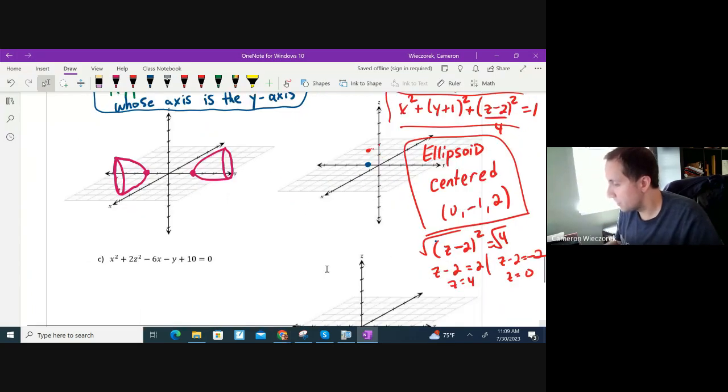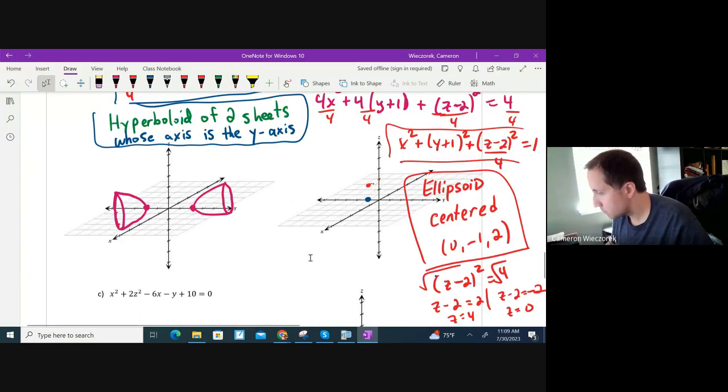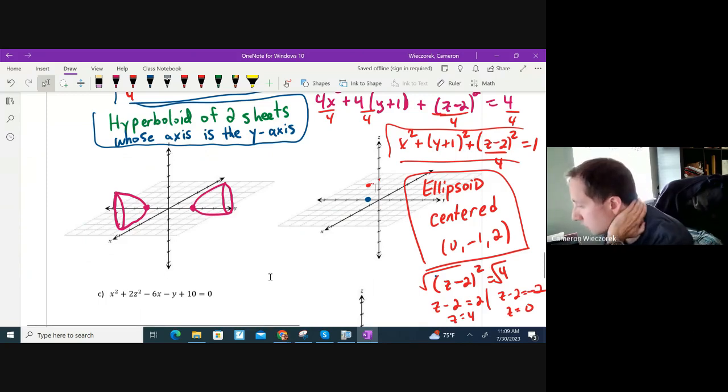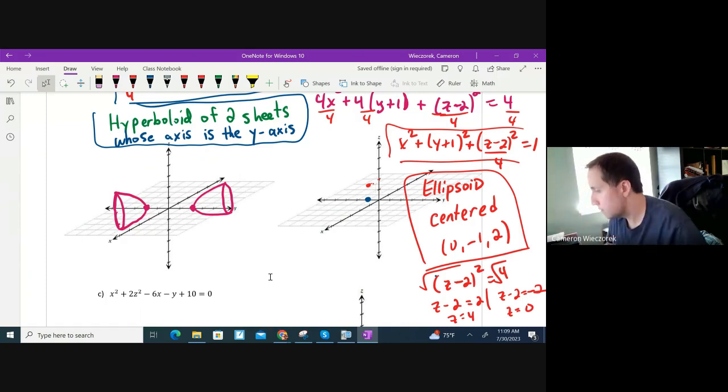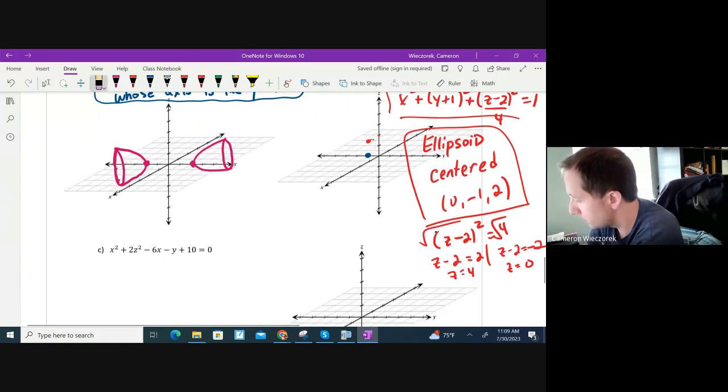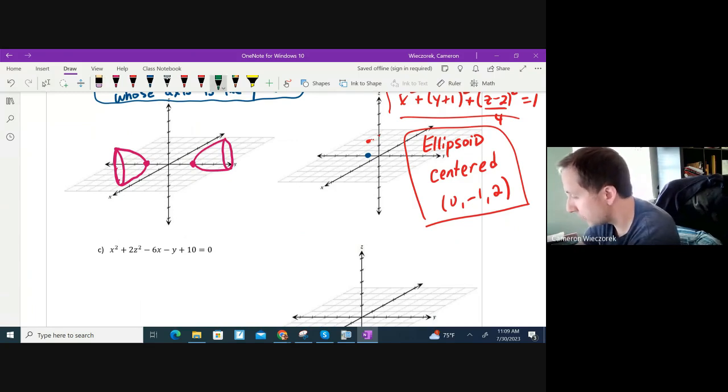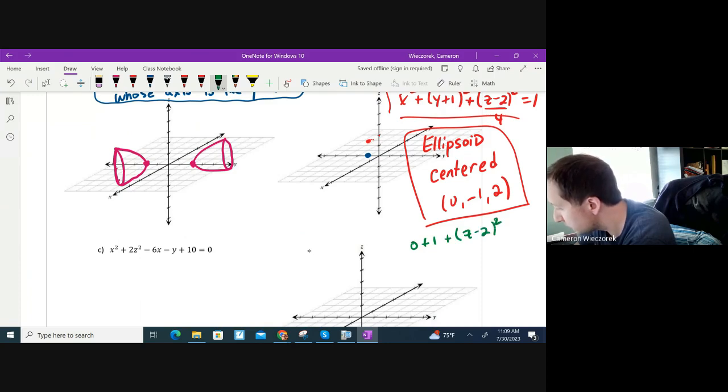Oh, I see my mistake from before. There it is. If we put in 0 for x and y, yeah, this is what I meant to do before. I'm sorry. The intercepts, you're going to end up with the ones going to cancel out. You're going to end up with 0 plus 1 plus (z minus 2) squared over 4 equals 1. So you're actually just going to end up with (z minus 2) squared equals 0. So z would have to be 2. You only get one z-intercept. Sorry about that. So there's one of my intercepts at 2.